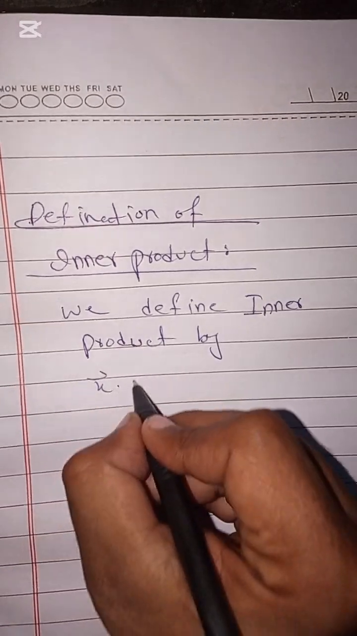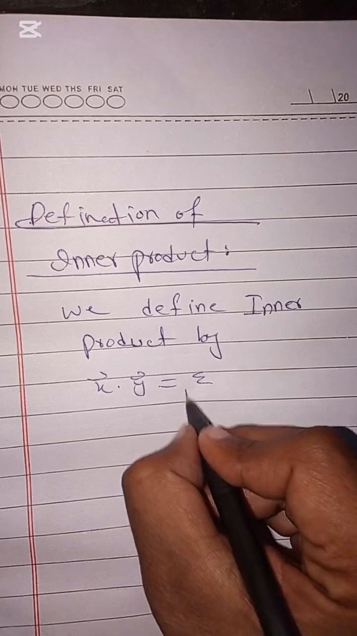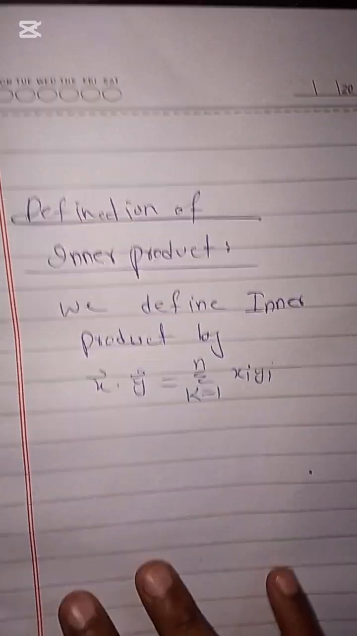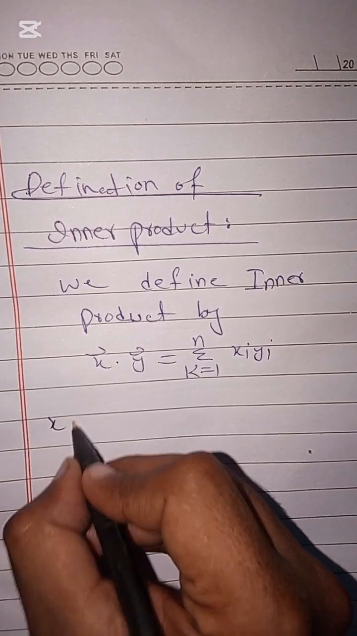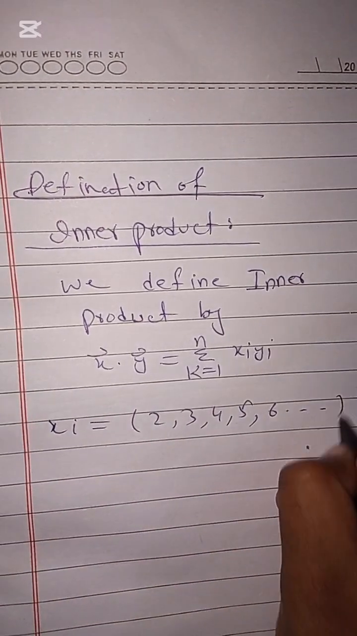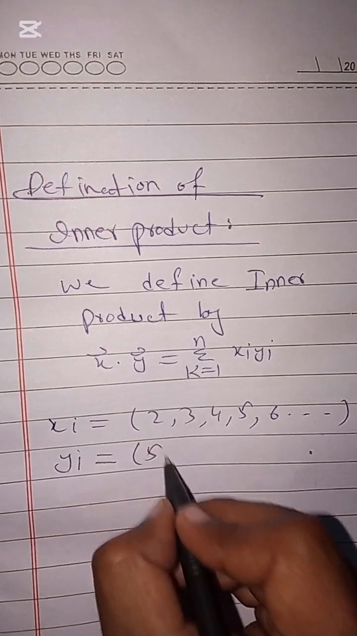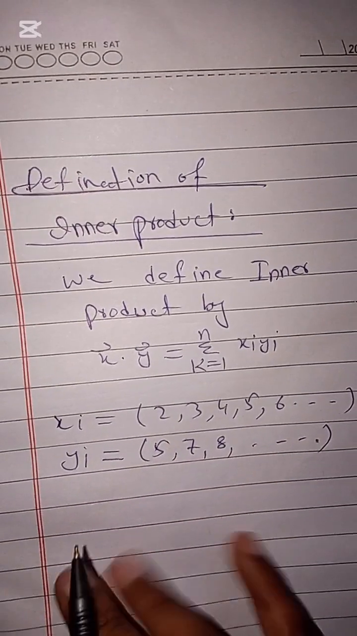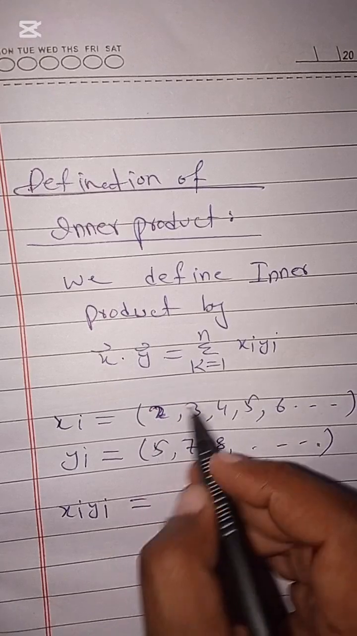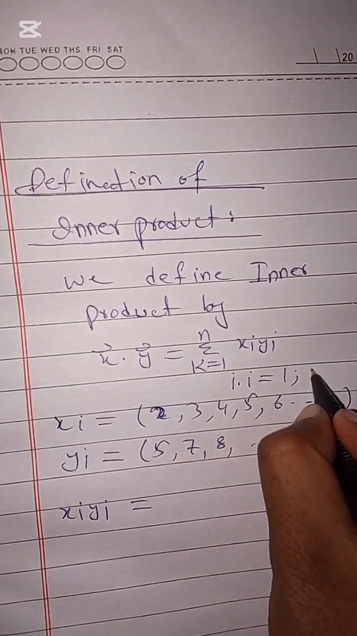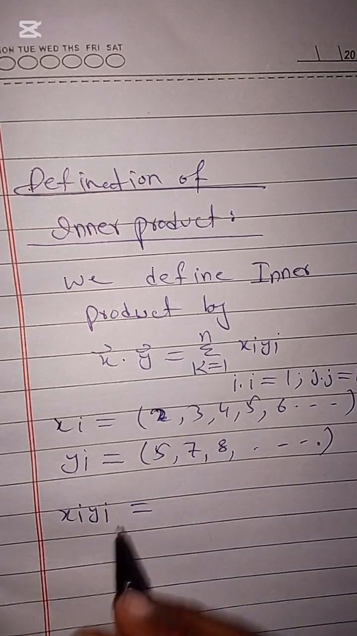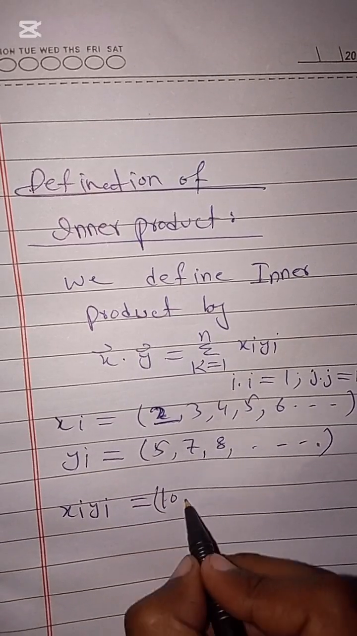So if we multiply both Euclidean vectors x and y, we will get the summation over k from 1 to n of x_i y_i. For example, if we take any two vectors, x equal to 2, 3, 4, 5, 6, and so on, and y equal to 5, 7, 8, and so on, and we multiply the x_i with the y_i, then you know that in a dot product i dot i is 1, j dot j is 1, k dot k is 1. So 2 multiplied by 5 will be 10.